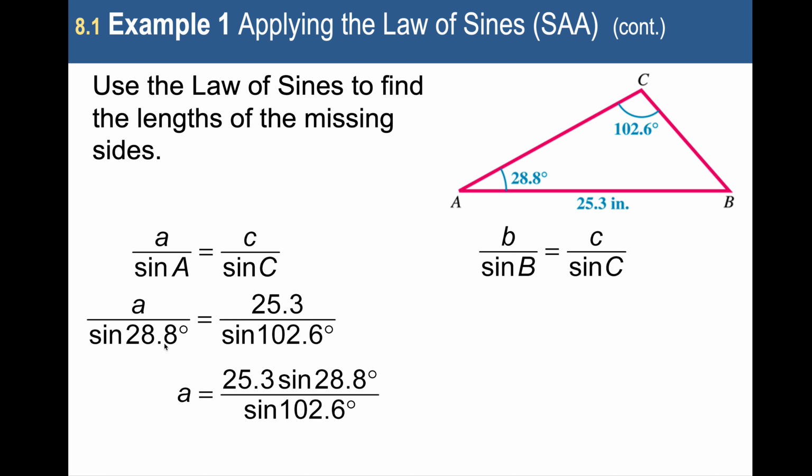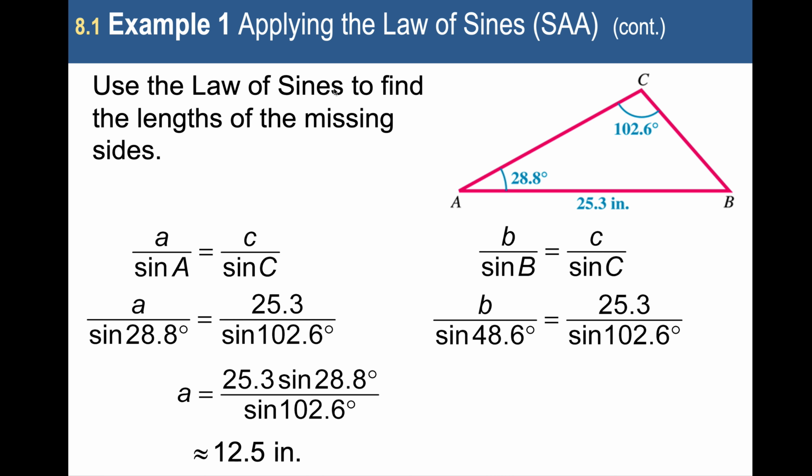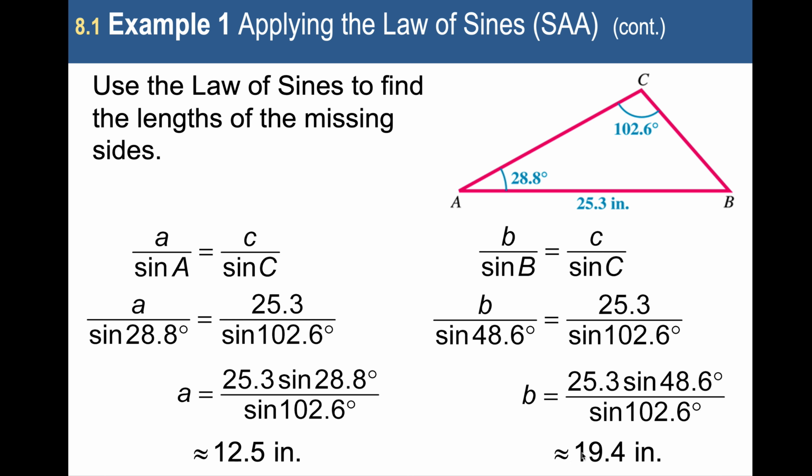Then I'm going to cross multiply. So I'm going to do a times the sine of 102.6 equals 25.3 times the sine of 28.8. So that's a cross multiplication. And then I'm going to divide both sides to solve for a. And we're going to round to the same place that's rounded in the triangle. So if the triangle rounded to 2 decimal places, you would round to 2. Then I can solve for the little b missing side. And I know it's little b because it's across from angle B. I already found that angle B, according to the subtraction, was 48.6. So 180 minus angle A minus angle C. Then I'm going to cross multiply and then divide to get b as 19.4.